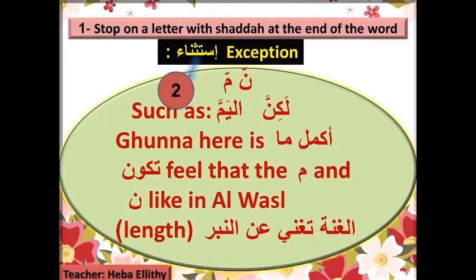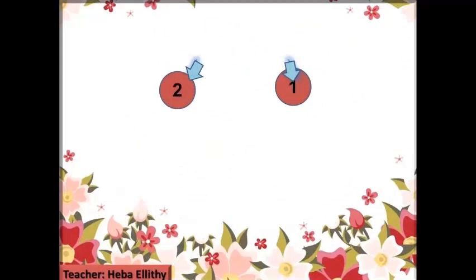Another example here: اليم. If I connect, it will be اليم. So it's exactly the same. The one who is listening will get it. It's two letters, not one letter, because the غنة is enough to tell that. We don't need to make نبر to show the one in front of me. This is two letters. Inshallah, this is clear for you.